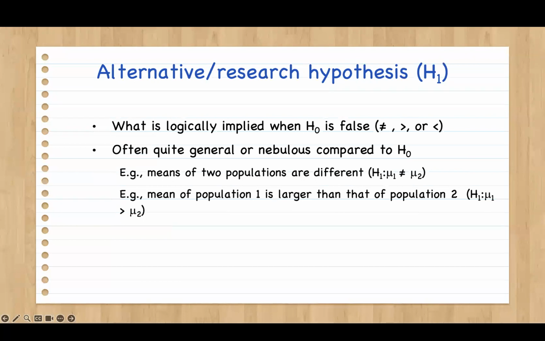The research hypothesis is symbolized as H1. Hypotheses are always expressed in terms of population parameters, because we are interested in making statements about the population parameters based on our sample statistic. In general, the research hypothesis is written as the population parameter is not equal to some specified value, greater than some specified value, or less than some specified value. For example, the means of two populations are different: mu1 is not equal to mu2, or the mean of population 1 is larger than that of population 2.